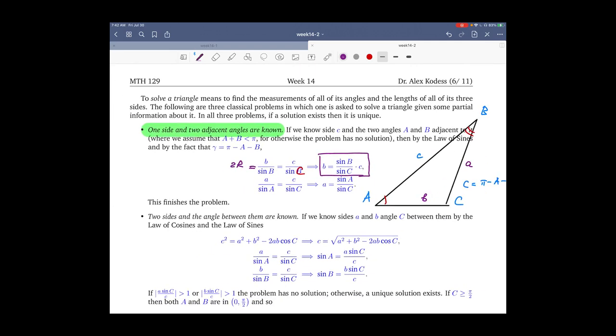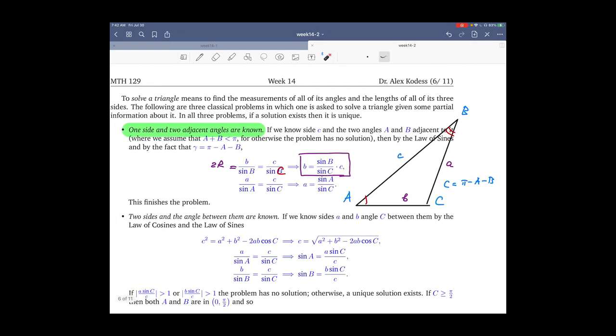And the same for side A. A over sine A equals C over sine C, because both quotients are equal to the diameter of the circumcircle. And from here, it's easy to find A. A is C over sine C times sine A.